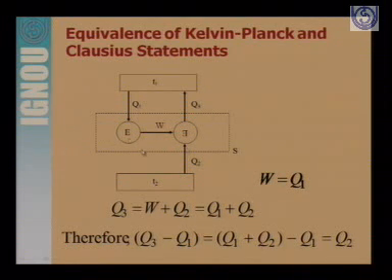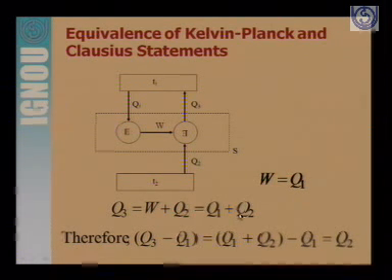But when you think of this combined system, we realize that if there is a violation of the Kelvin-Planck statement, automatically there will be a violation of the Clausius statement. Here, for the direct heat engine, we write the first law of thermodynamics: W is equal to Q1 minus Q3. For the reversed heat engine, the first law gives Q3 is equal to W plus Q2, but W is equal to Q1, so Q3 is equal to Q1 plus Q2. So Q3 minus Q1 is equal to Q2.